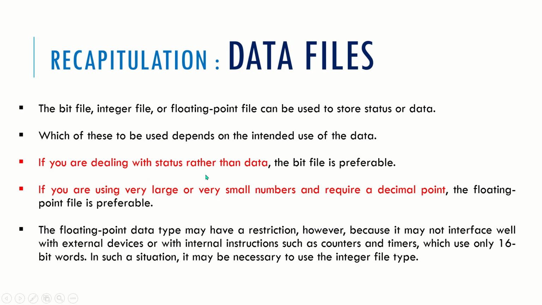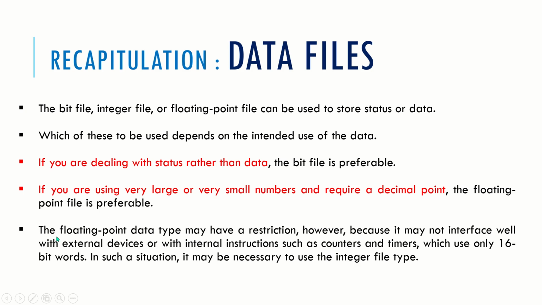You can see that if you are dealing with status rather than data, the bit file is preferable, because we have already seen that the bit file takes care of the internal relay operation. So what is the status of the internal relay? Because internal relays say either high or low. Okay, so they are least bothered with the data sector. Therefore, if we are dealing with the status of certain inputs in an intermediate state of the program, then this bit file is always preferable. If we are using very large or very small numbers that require a decimal point, then floating point is preferable.